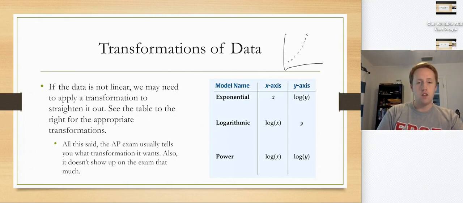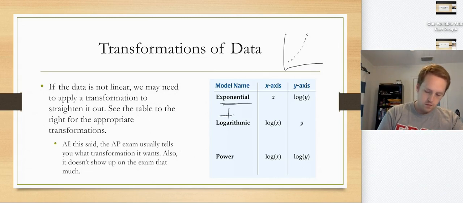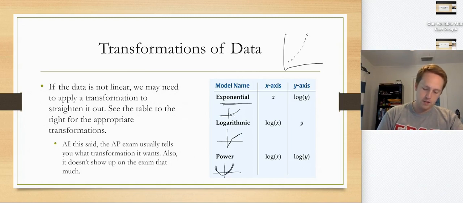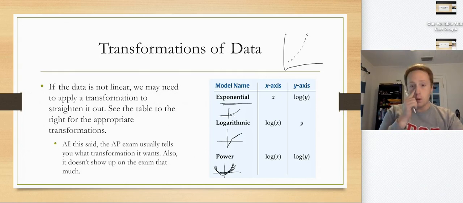If we see that the scatter plot looks like an exponential function, so it looks like that, then what we do is we transform all the y's by taking the log of them, and that will straighten it out. If the data look like this, logarithmic, then you take the log of the x's, and that straightens it out. Now a power function looks stupidly similar to an exponential, but it's something like a quadratic function. So that's me drawing a parabola really poorly. You take the log of both x and the log of y. So there's a table to help you remember them. That said, the AP exam usually tells you what transformations it wants. And transformations usually just don't show up on the AP exam that much. But these are the transformations that you would do.